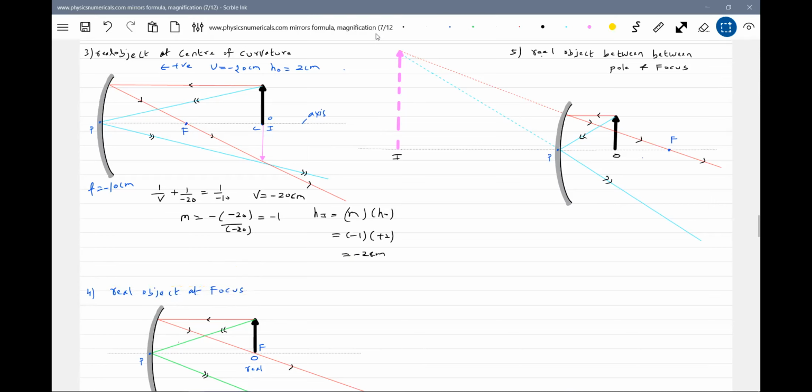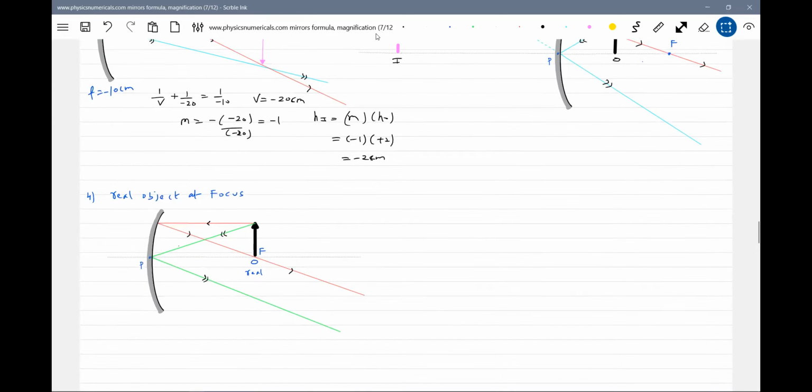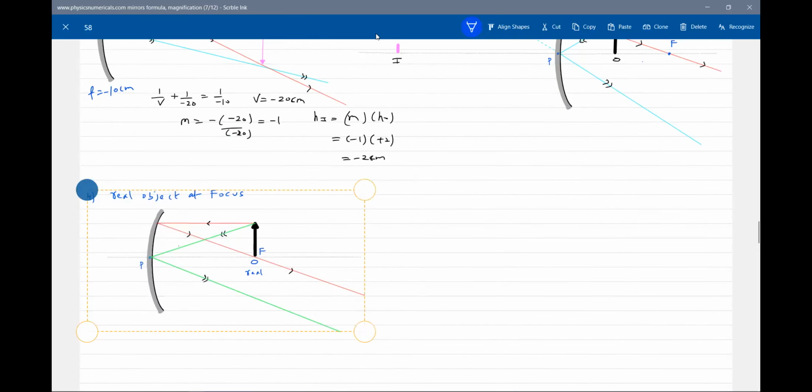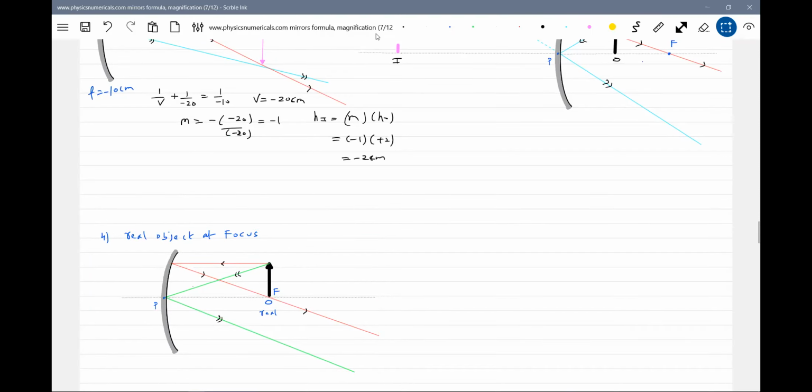I'll keep it, I'll move it down. And now what is the conclusion we can make? Let me shift it down a bit so that I can write the data.